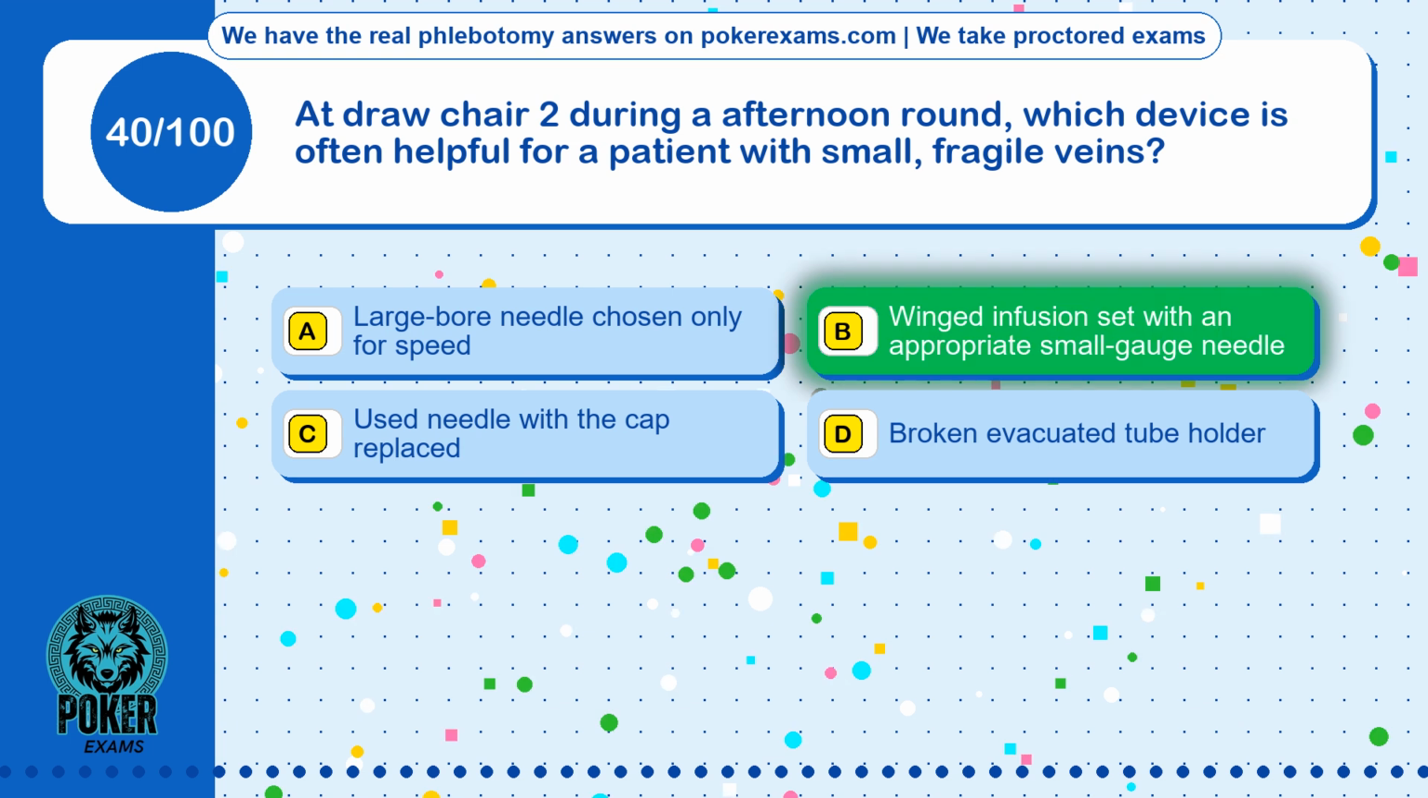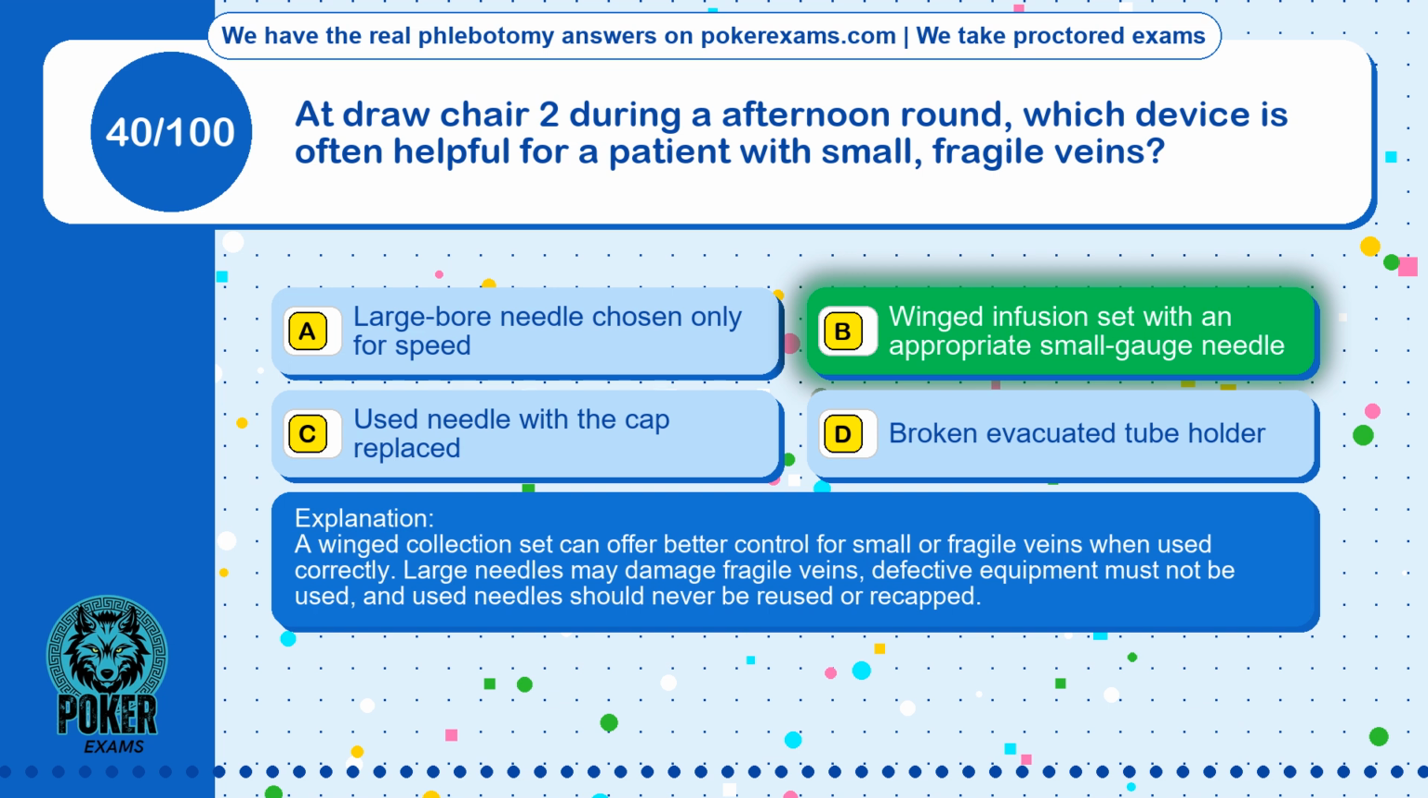The correct answer is option B. Winged infusion set with an appropriate small gauge needle. A winged collection set can offer better control for small or fragile veins when used correctly. Large needles may damage fragile veins, defective equipment must not be used, and used needles should never be reused or recapped.